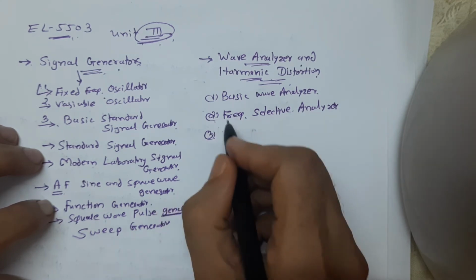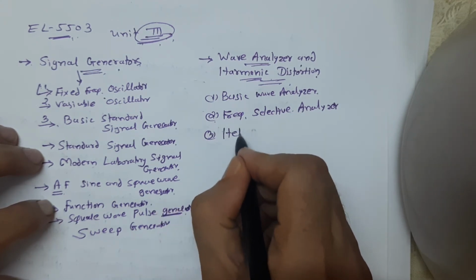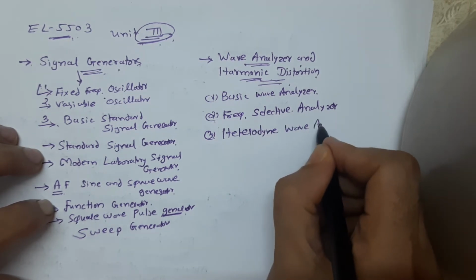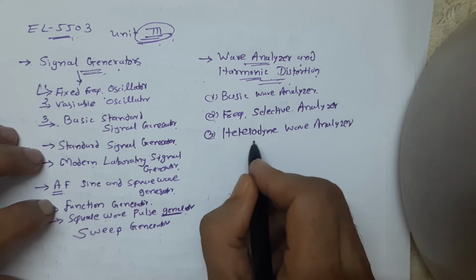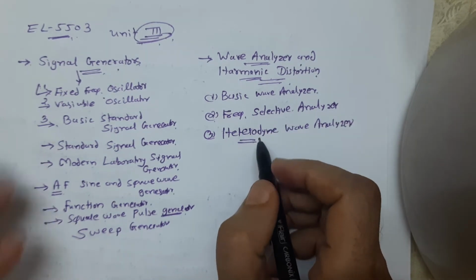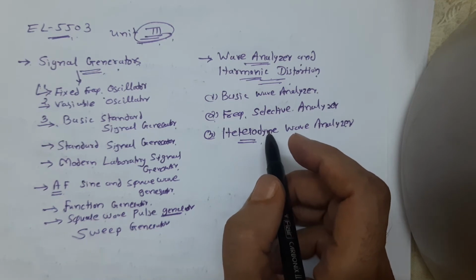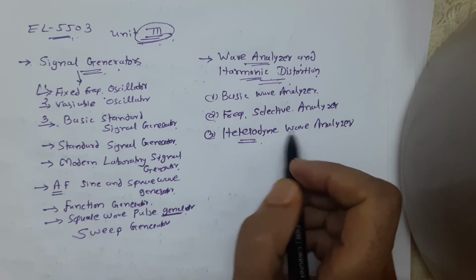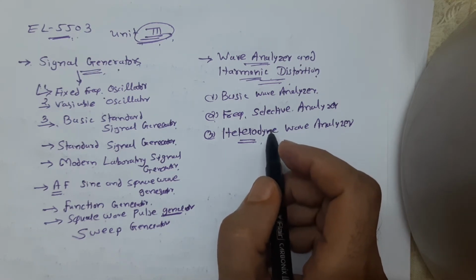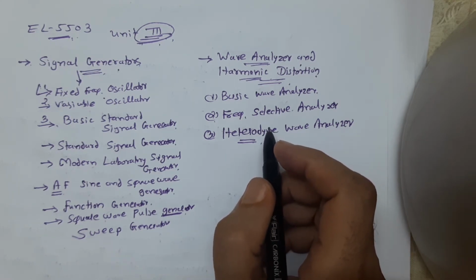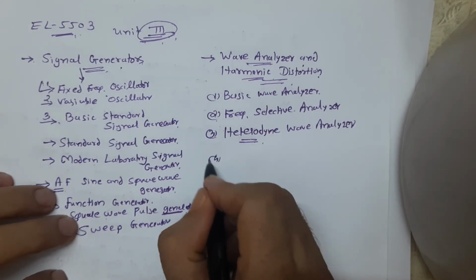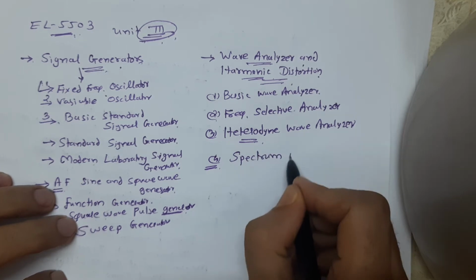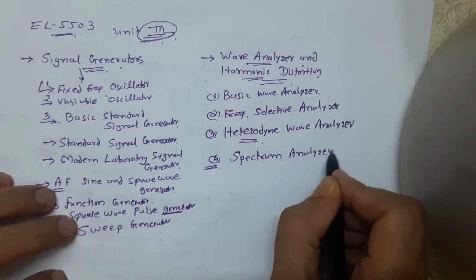Next one is the heterodyne wave analyzer. I will just give an idea about the meaning of heterodyne. Heterodyne means mixing, so it is one type of mixing wave analyzer, known as the heterodyne wave analyzer. And the last one is the spectrum analyzer.